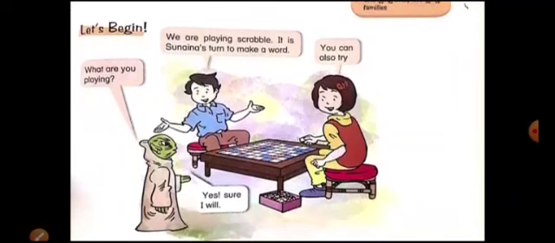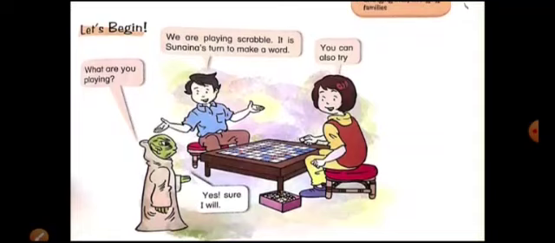Here's a small story of Jadu and two brothers and sisters. Jadu says, "What are you playing?" The boy answers, "We are playing Scrabble. It is Sunaina's turn to make a word." So what does Sunaina say? Sunaina invites Jadu to play the game. She says, "You can also try." So Jadu says, "Yes, sure, I will."